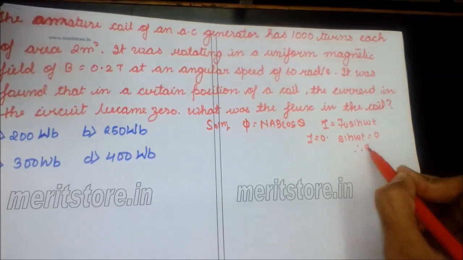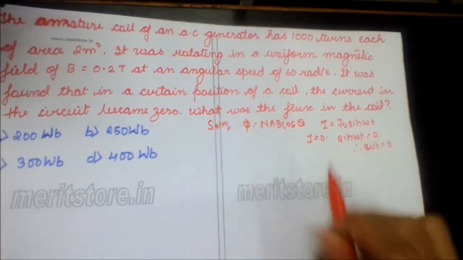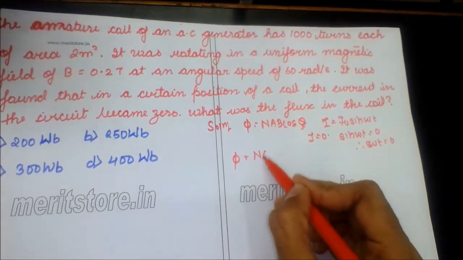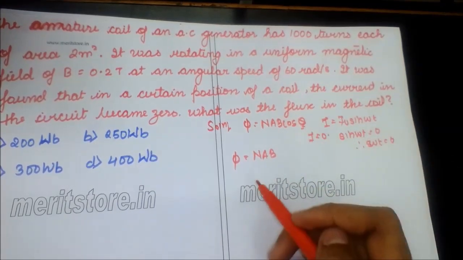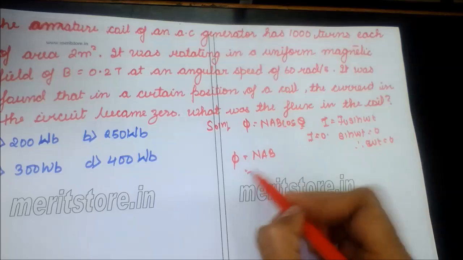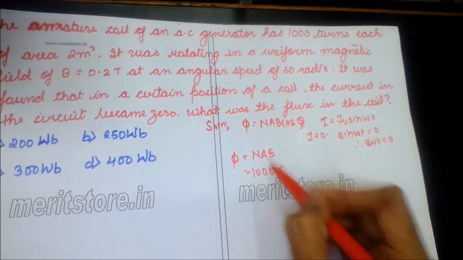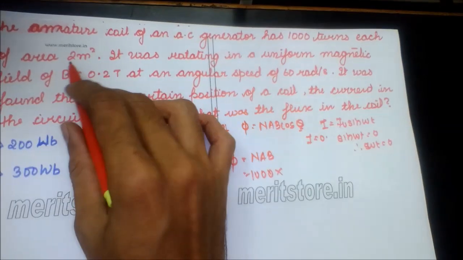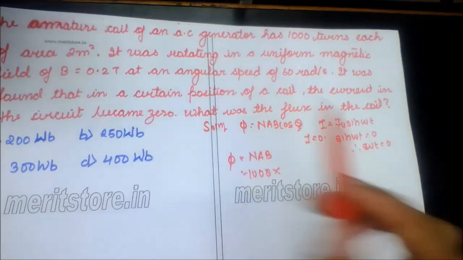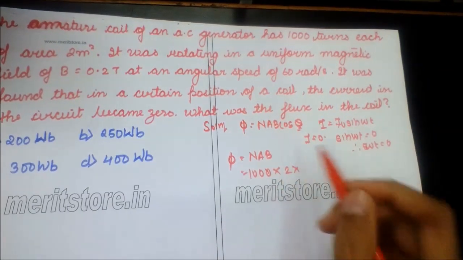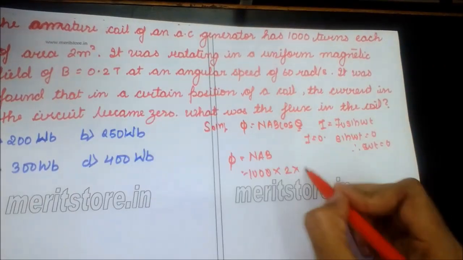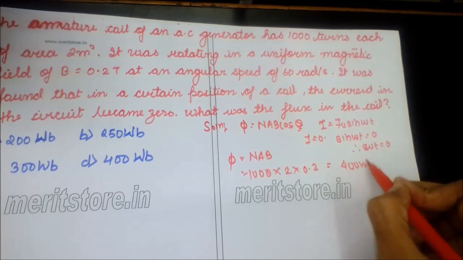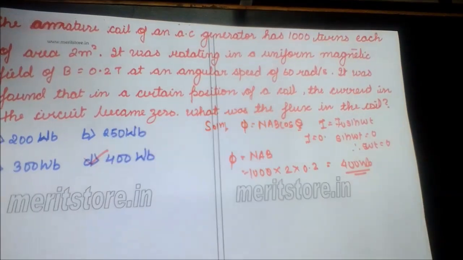As a result, the angular frequency omega t becomes equal to 0, so that theta we are going to put here. The flux will be entirely dependent on NAB, because cos 0 becomes 1. So N is the number of turns, that is 1000, multiplied by A, the area, that is 2 meter square, multiplied by B, the magnetic field, that is 0.2 Tesla. So the answer comes out to be 400 Weber. Okay, so D is the correct option.